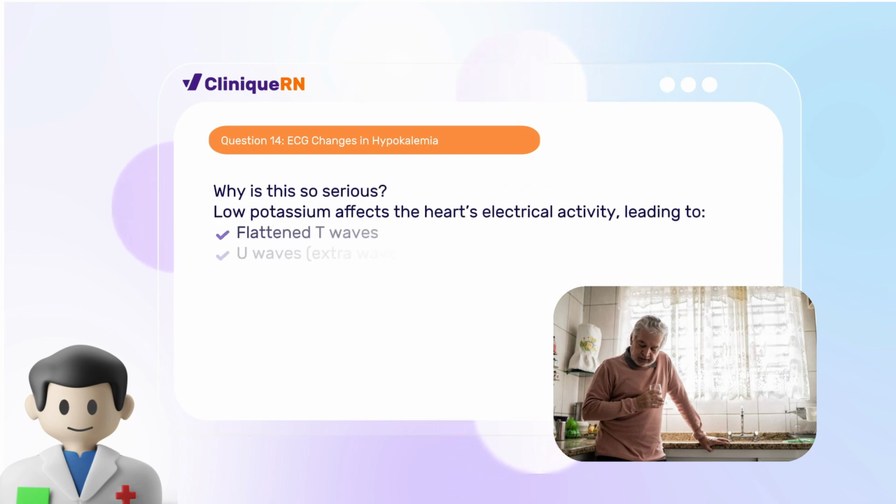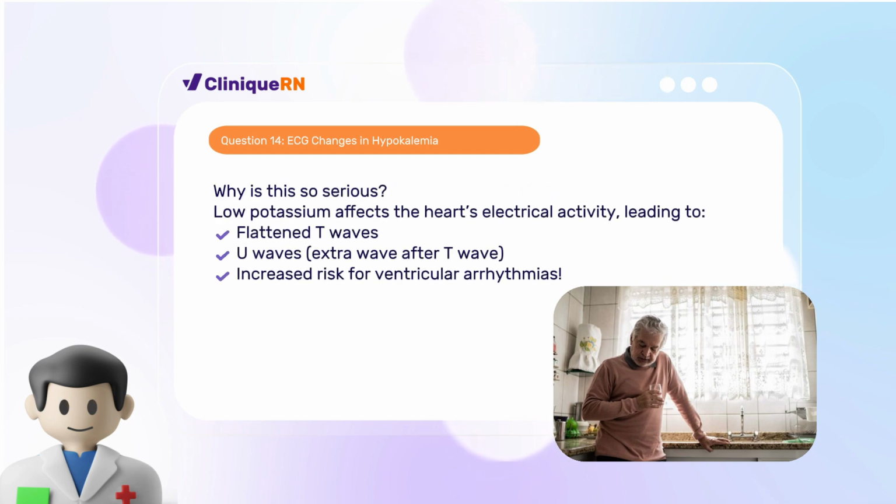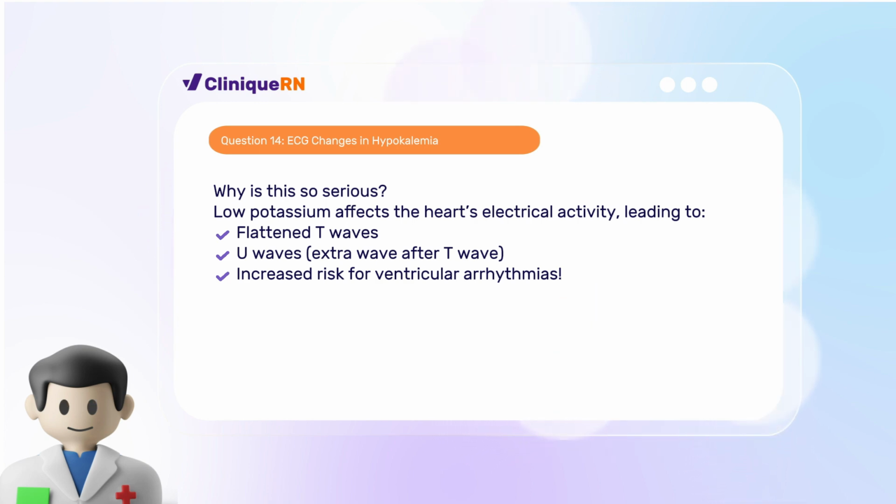Why is this so serious? Low potassium affects the heart's electrical activity, leading to flattened T waves, U waves, an extra wave after the T wave, and increased risk for ventricular arrhythmias.